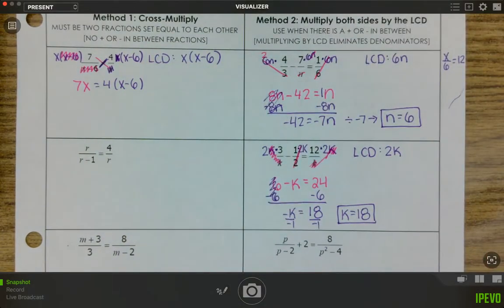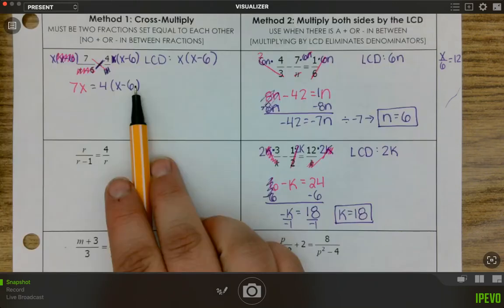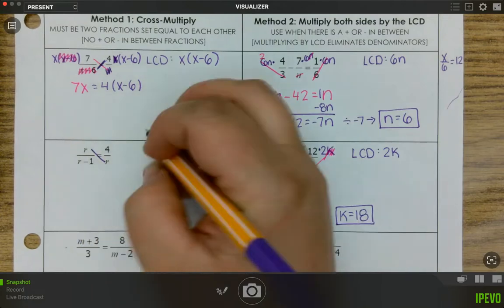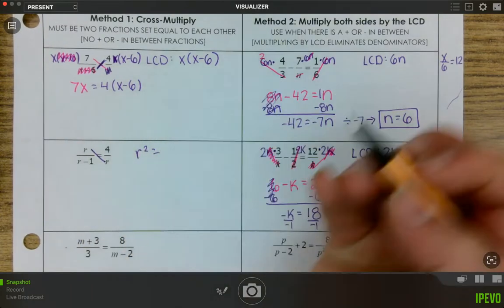That is cross multiplication. I'm going to come back and solve this one in just a second. Here's the shortcut. You can just multiply these two and multiply these two.